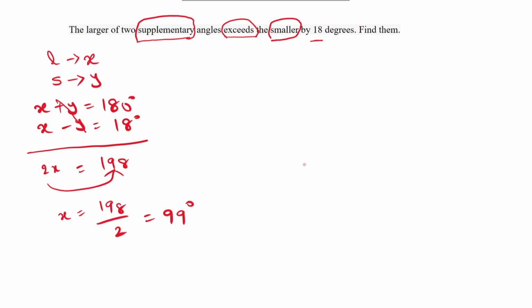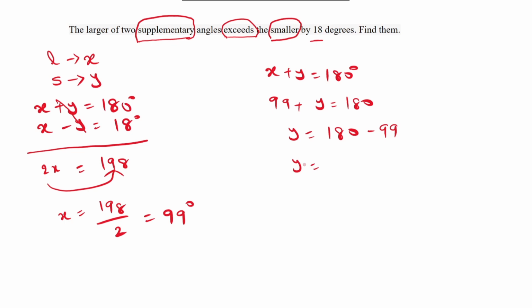Now this 99 degrees I'm substituting in the first equation, that is x plus y equals 180 degrees. The x value is 99 plus y equals 180 degrees. So y equals 180 minus 99. So y equals 81 degrees.